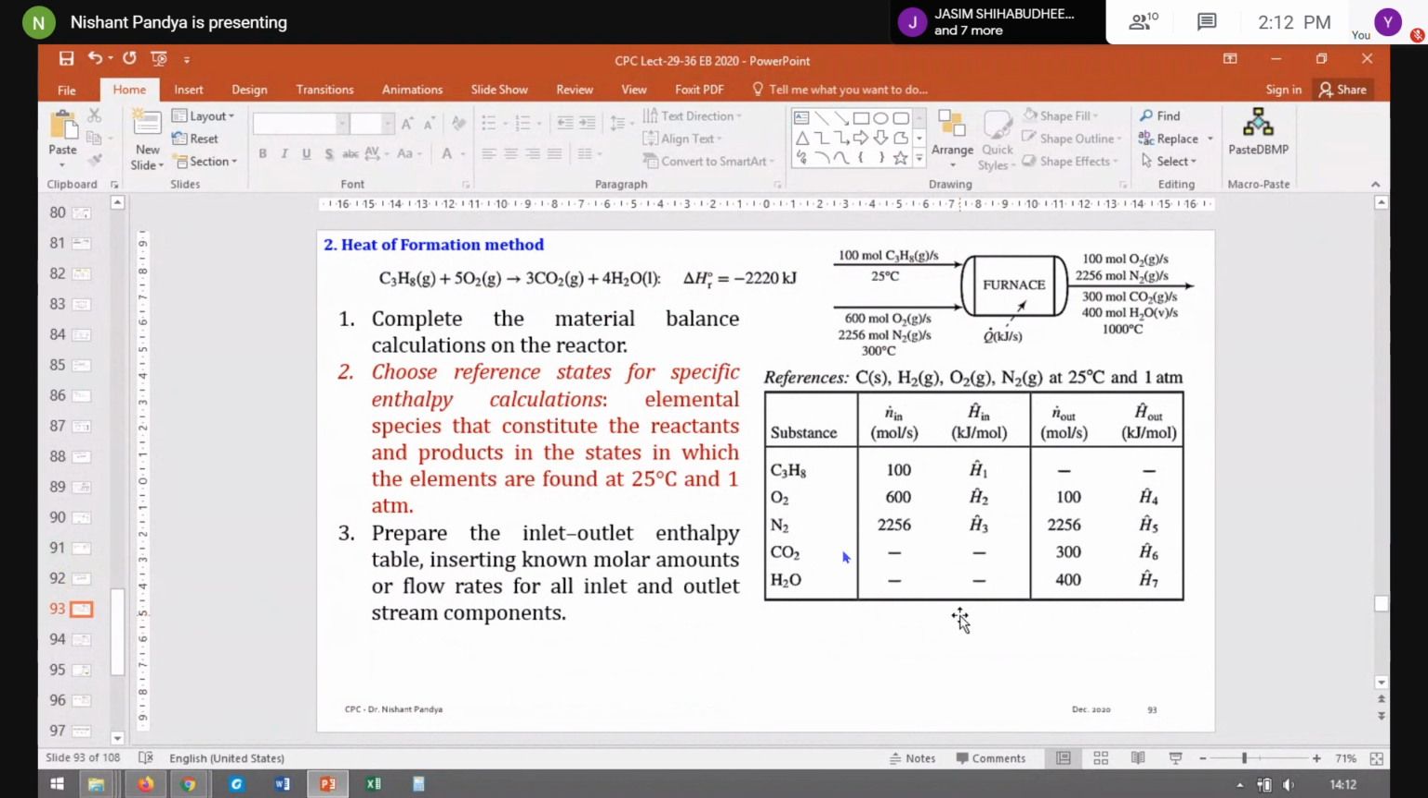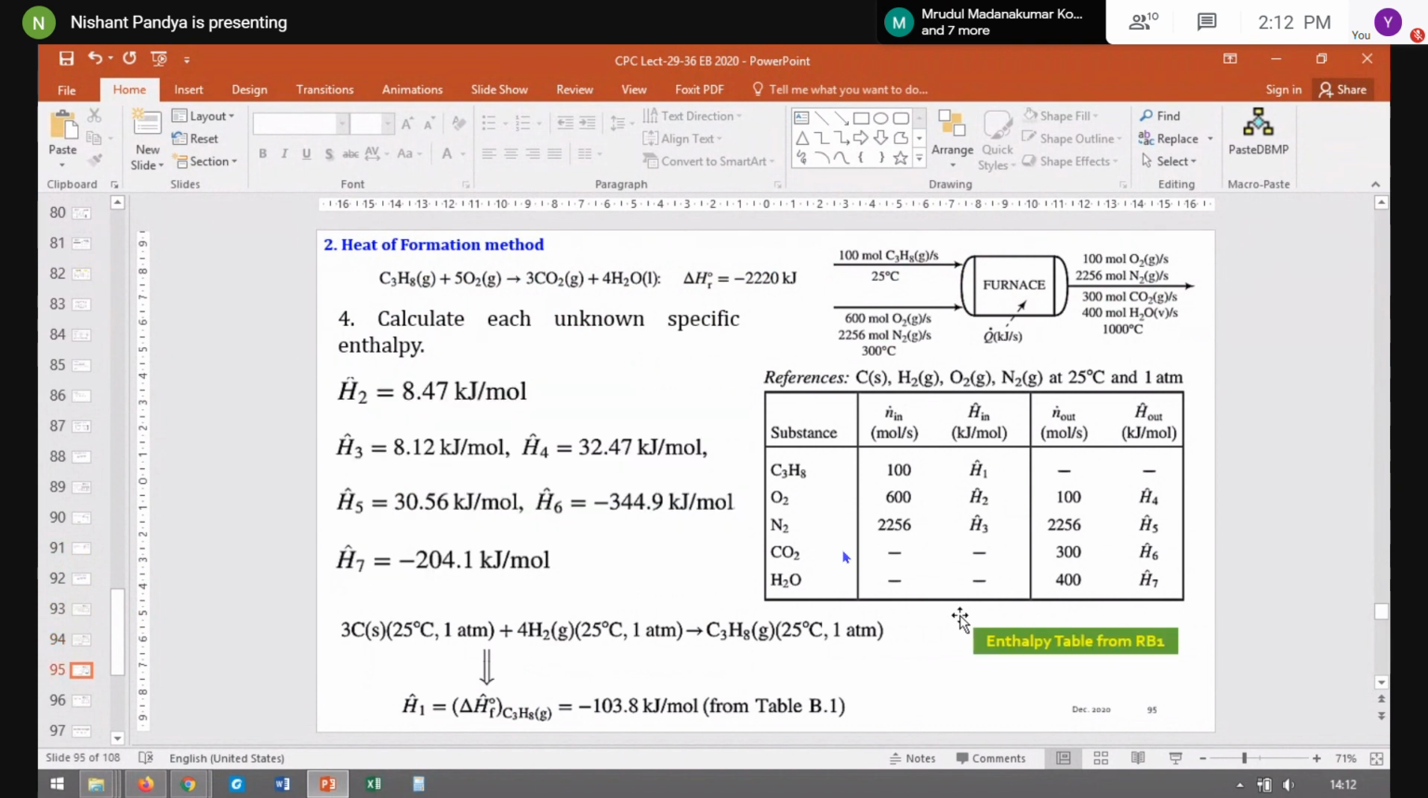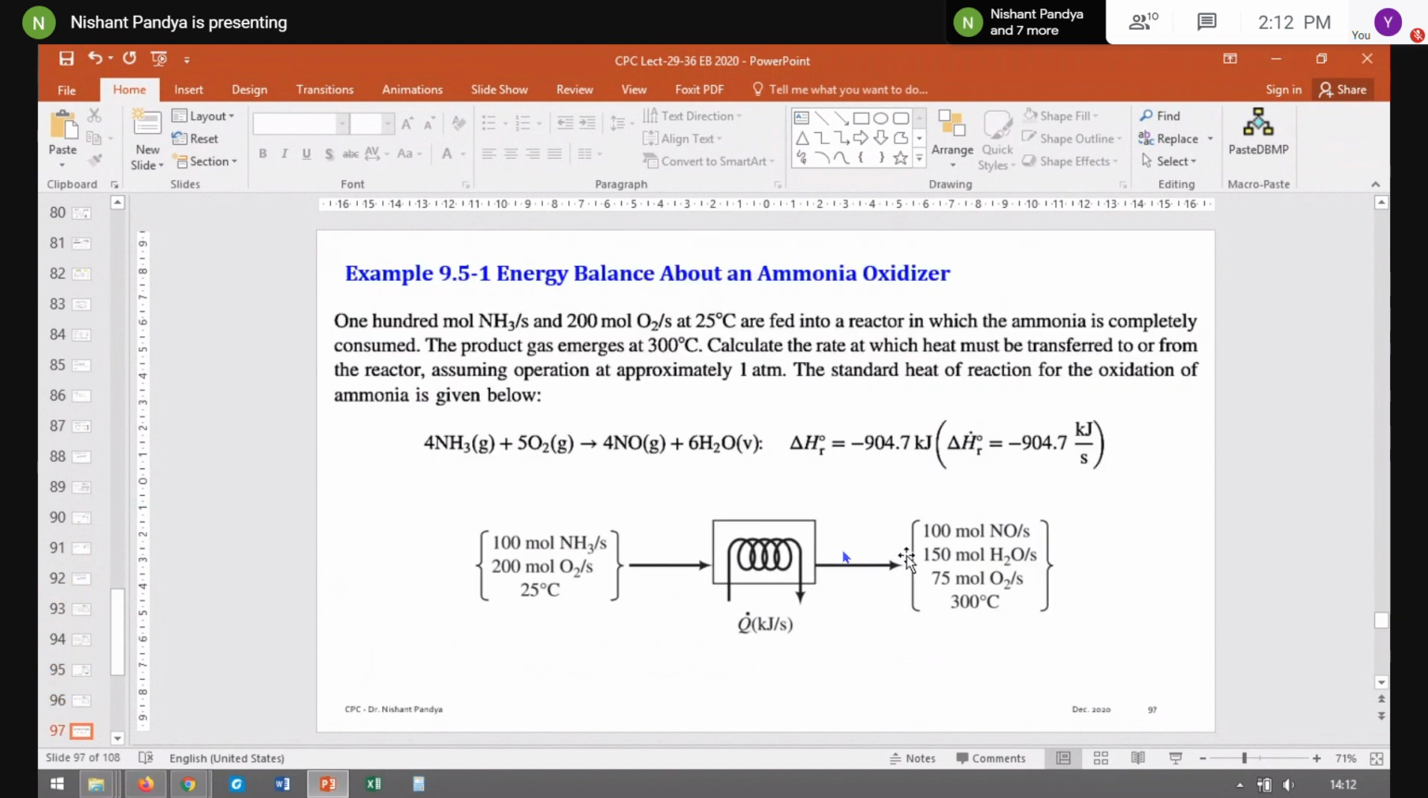So any one method convenient for you, you can use it. And as long as delta HR is given, you can use directly the first method. Delta HR not given, you can use this method. So this is done. Okay, here is another example.